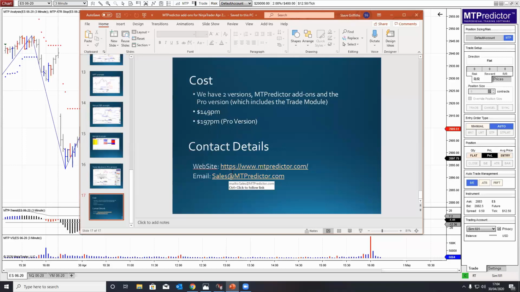Stephen, we don't do lifetime licenses. We basically do a subscription. So it's $149 a month or $197 a month for our pro version. In other words, it's a monthly subscription. So that means that every time we fix a bug or we do a new version, you'll obviously get the latest version. As long as you're paying the subscription, you get access to MTPredictor. It really is as simple as that.